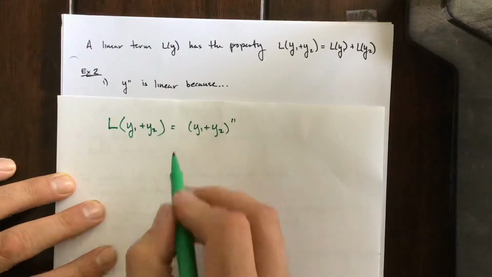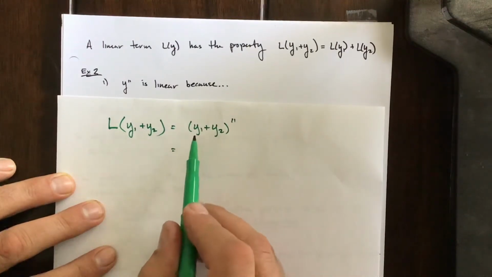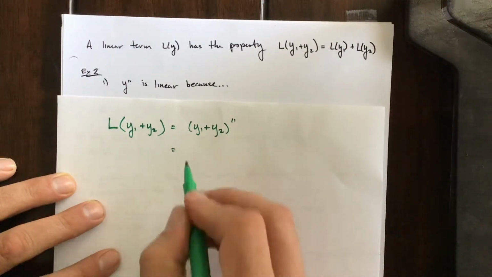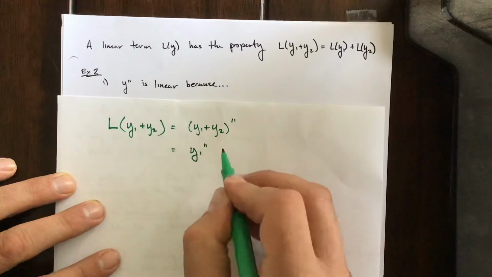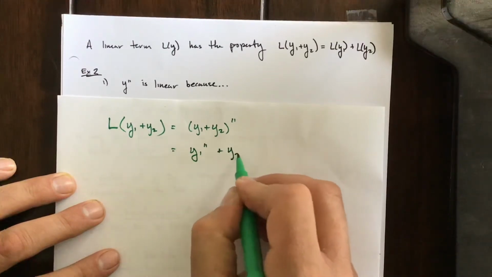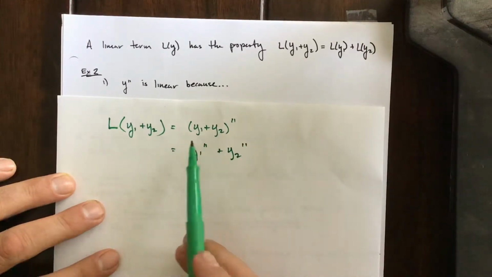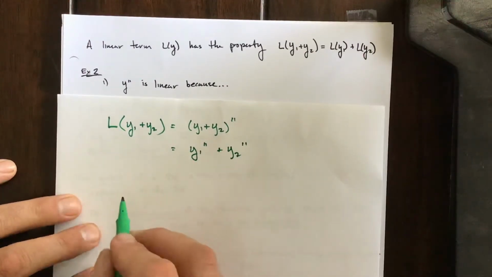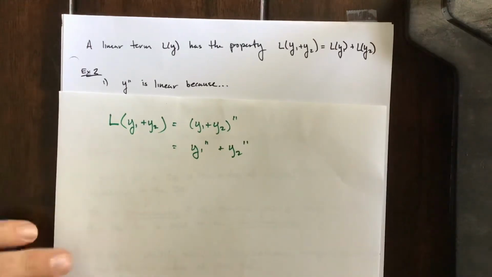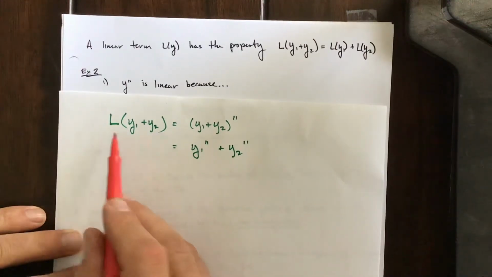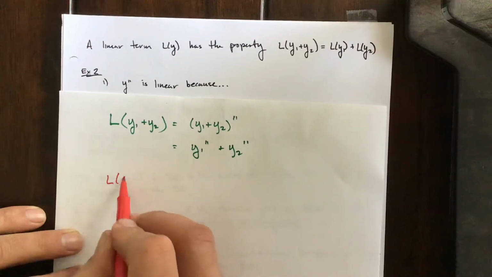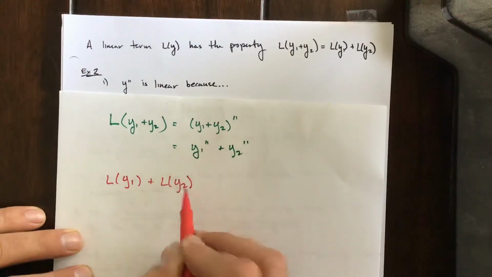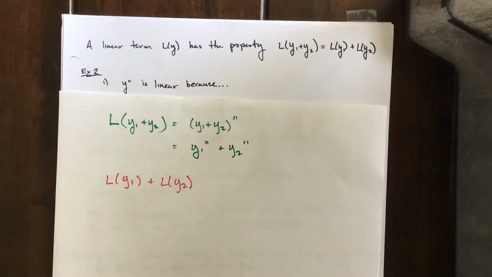What is that? Well, if I take y1 plus y2 as a sum of two functions and take two derivatives of that, I would get y1 double prime plus y2 double prime. I take the derivative of each of those independently. For this to be a linear operator, I have to say L of the sum is the same as the sum of L of each individual one.